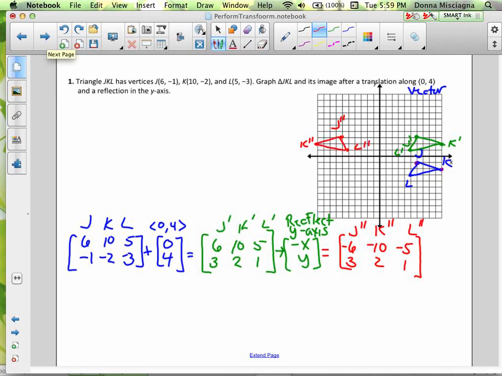And see how easy that is, right? To keep everything straight and have everything go into the right location. And always make sure you label your figures. Who is the image, the pre-image? The first image will have 1 set of prime marks. The second image has 2 sets of prime marks. So we'll do all of our composite transformations just like this.